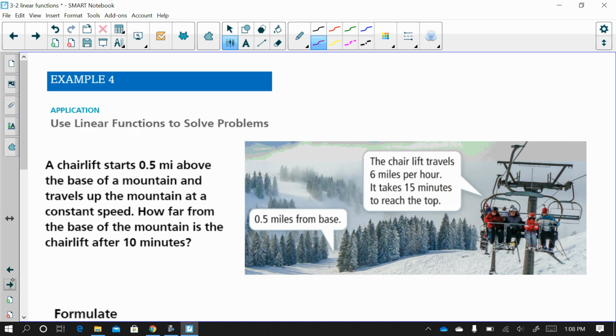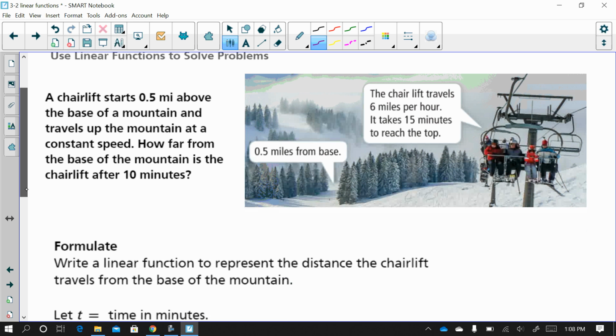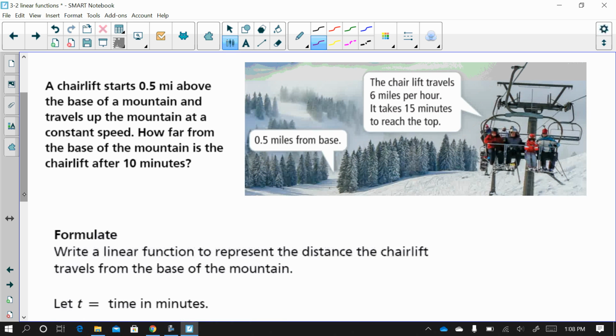Okay, example 4, moving on. We're going to solve a problem with a linear function. A chairlift starts half a mile above the base of a mountain and travels up the mountain at a constant speed. How far from the base of the mountain is the chairlift after 10 minutes?